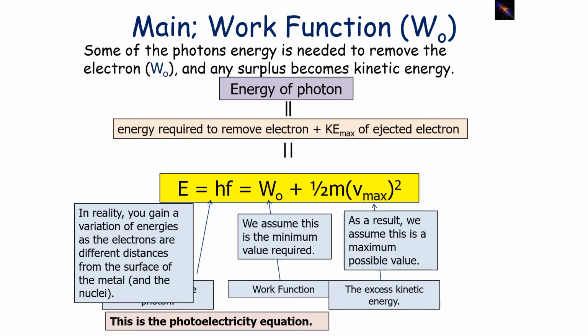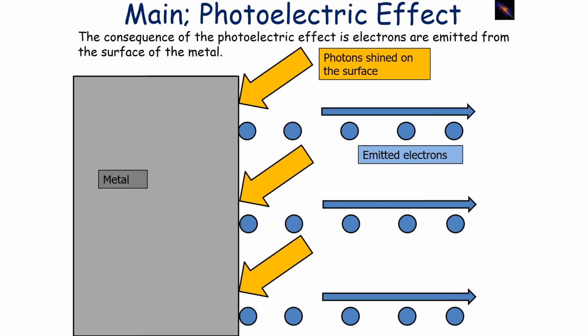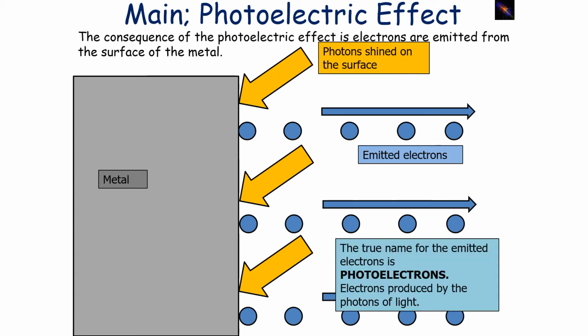Now in reality you gain a variation of energies, a variety, as the electrons are different distances from the surface of the metal and the actual nuclei themselves. Now, a consequence of the photoelectric effect is that electrons are emitted from the surface of a metal. The true name for the emitted electrons is photoelectrons, electrons produced by photons of light.